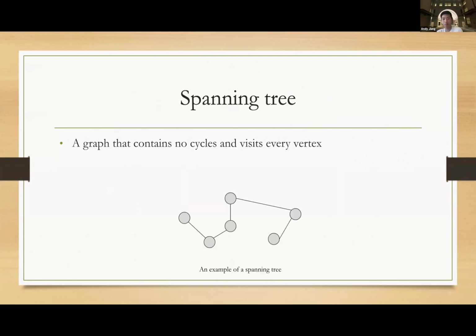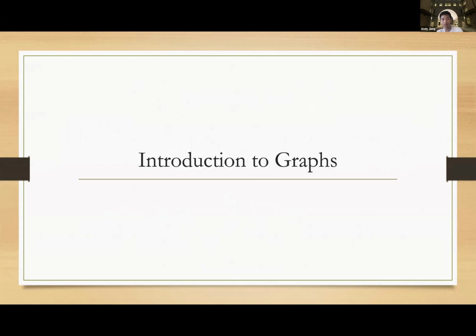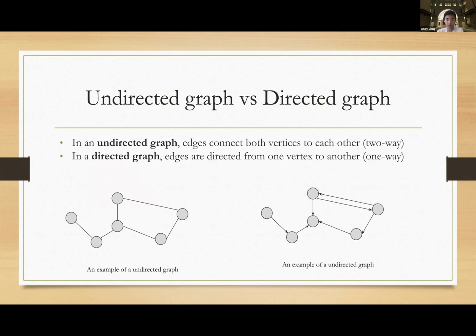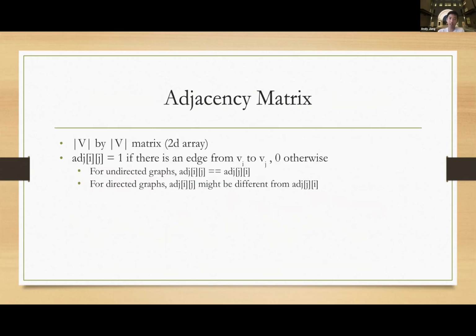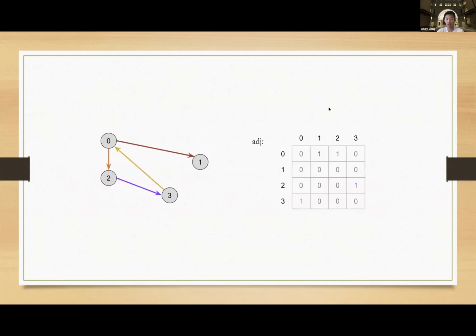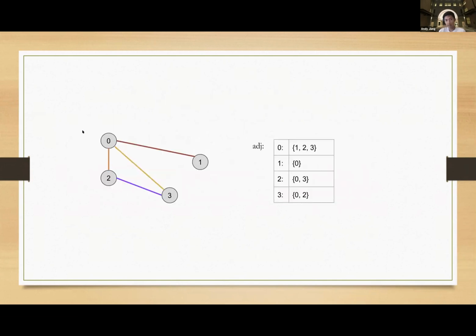USACO will basically only use everything that we just talked about: normal graphs, directed and undirected graphs, spanning trees, and sometimes connected components. Now, one of the problems is how do we represent a graph in code? So we could either use an adjacency matrix or something called an adjacency list.